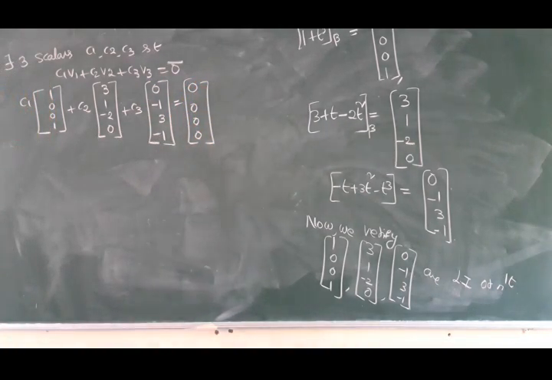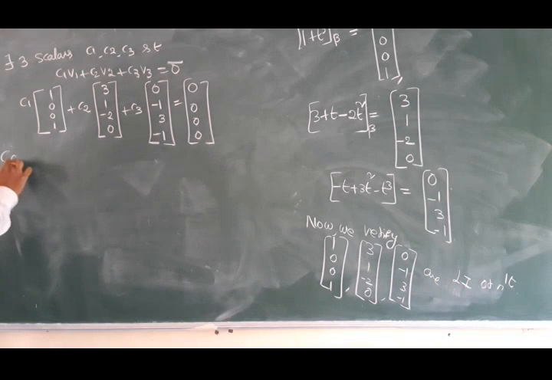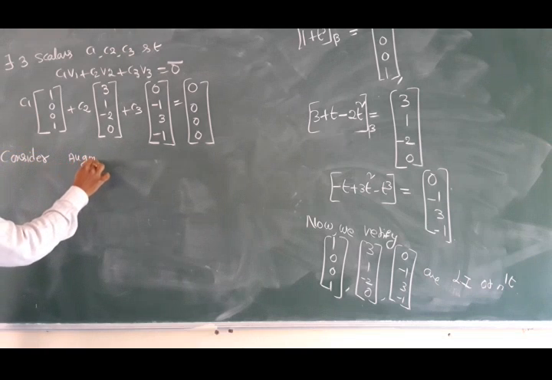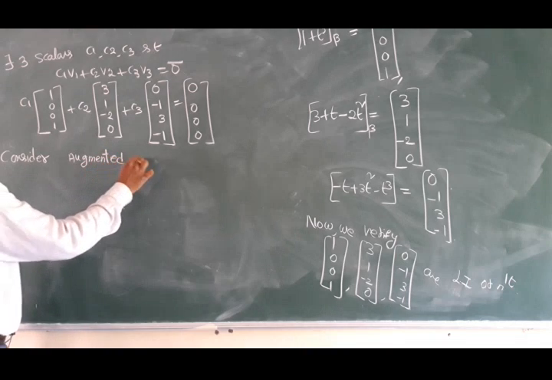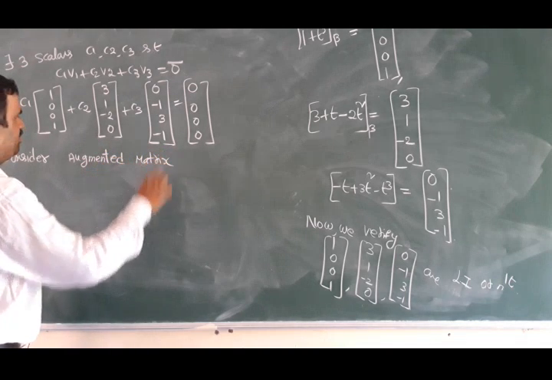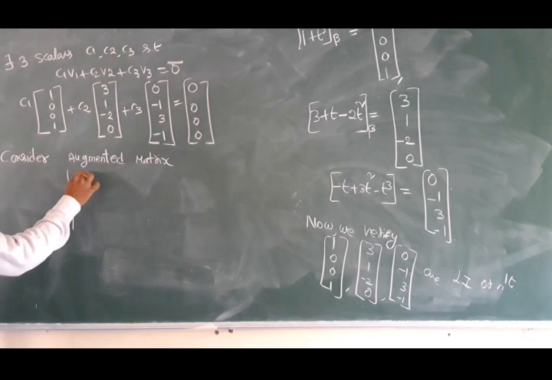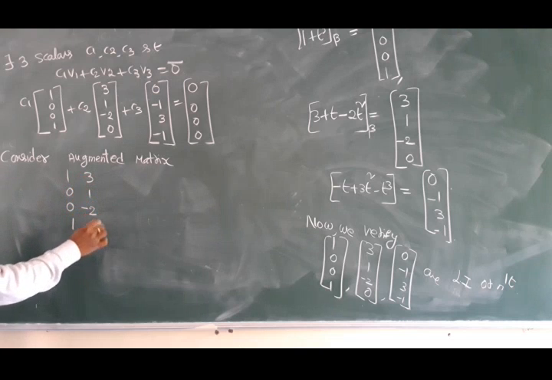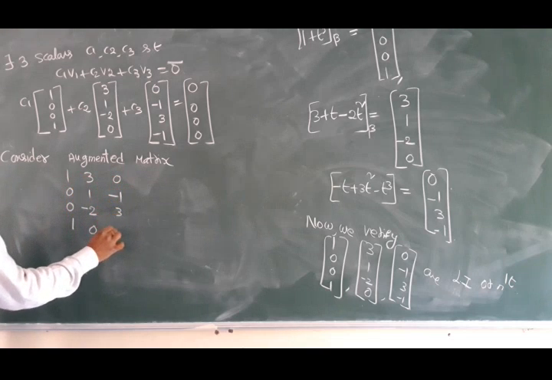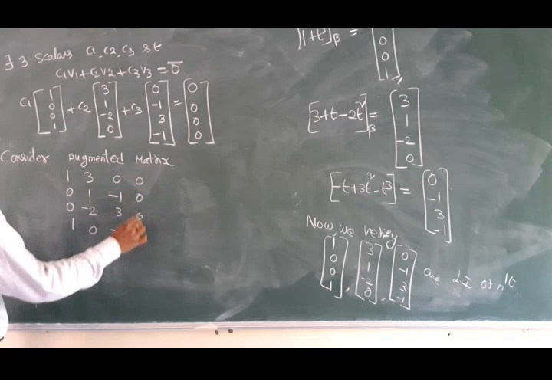Now we will get 3 equations. We have to solve these 3 equations with the help of an augmented matrix, so that we can say whether the given vectors are linearly independent or not. Consider augmented matrix: 1 0 0 1, 3 1 minus 2 0, 0 minus 1 3 minus 1, 0 0 0 0.